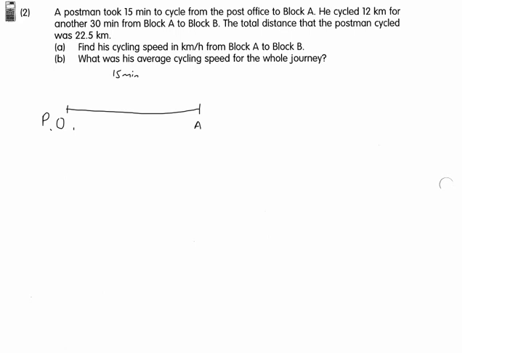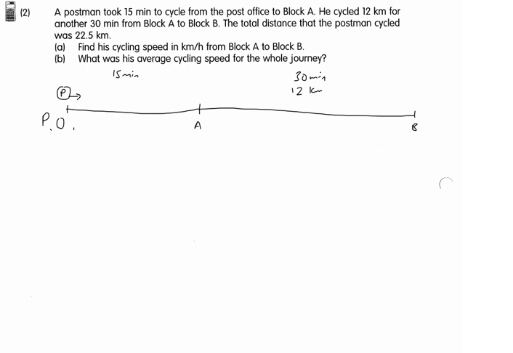Okay, this postman, right? And he cycled 12 km, another 12 km to block B. So this is 12 km and 30 minutes. 30 minutes, 12 km. Okay, good to summarize all the information on the diagram, okay?